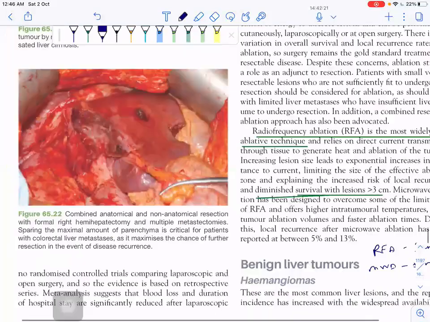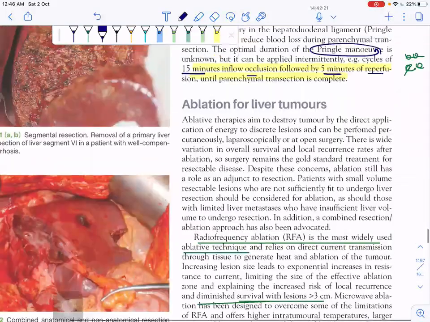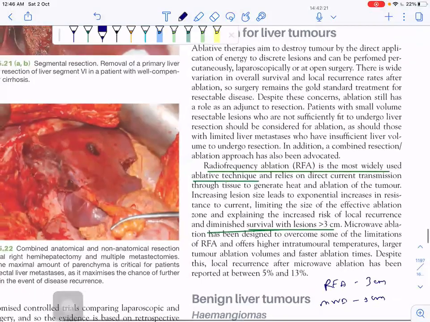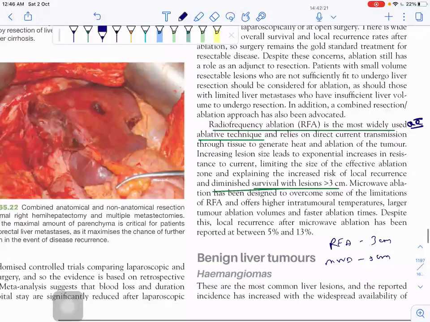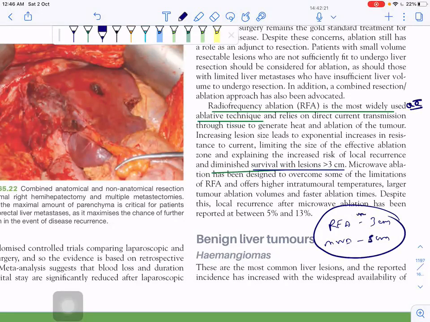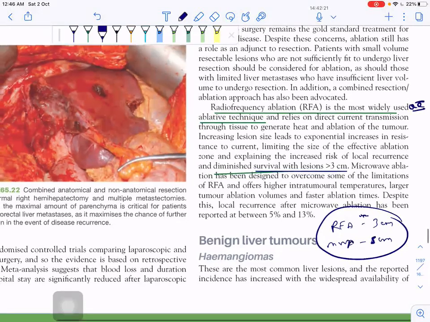So, ablation for liver tumors. What is the more widely used ablative technique? They will ask. RFA is a widely used ablative technique, but RFA will not be effective in lesions more than 3 centimeters. So the criterion is RFA up to 3 centimeters, and microwave ablation is for lesions up to 5 centimeters. We can use microwave ablation there. For lesions up to 3 centimeters only, we use RFA.